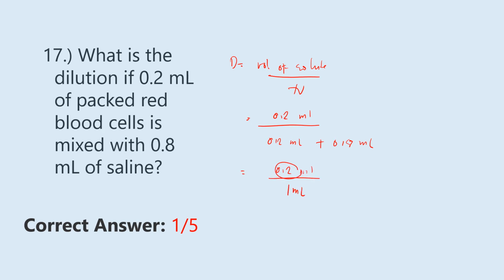So to make this 1, you have to multiply it by 5. Okay? So you have here 1 over 1 times 5, that is 5. So you have the dilution of 1 over 5.